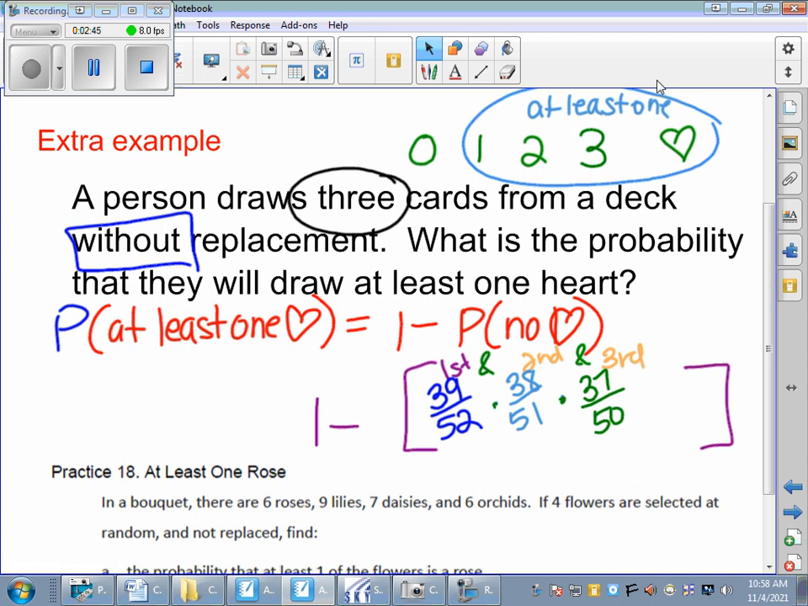You do the math, double check with me, and let's make sure that you've got that. We can do the other example as well.